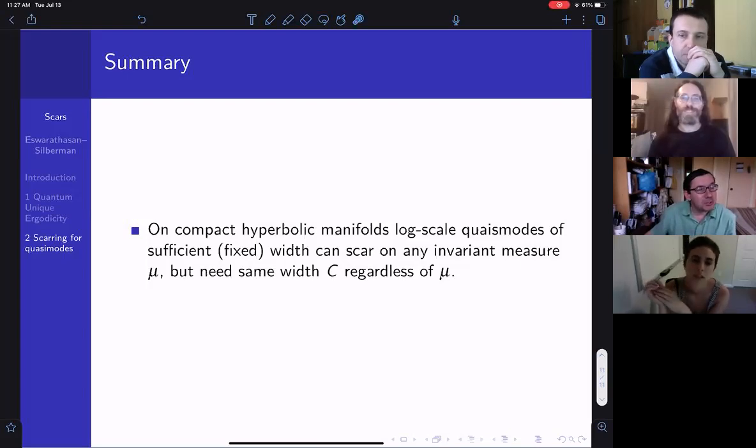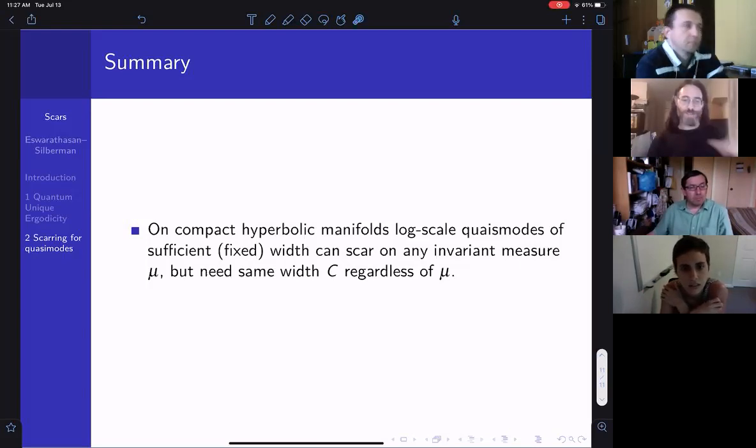Are there any other questions? I have one. How much control do you have on the support of this defect measure mu? Do you know that it's on the totally geodesic submanifold or in the neighborhood of it, or could you have a piece somewhere else? So it depends on which part. In the first part of the argument, I have complete control. It's exactly on the submanifold.